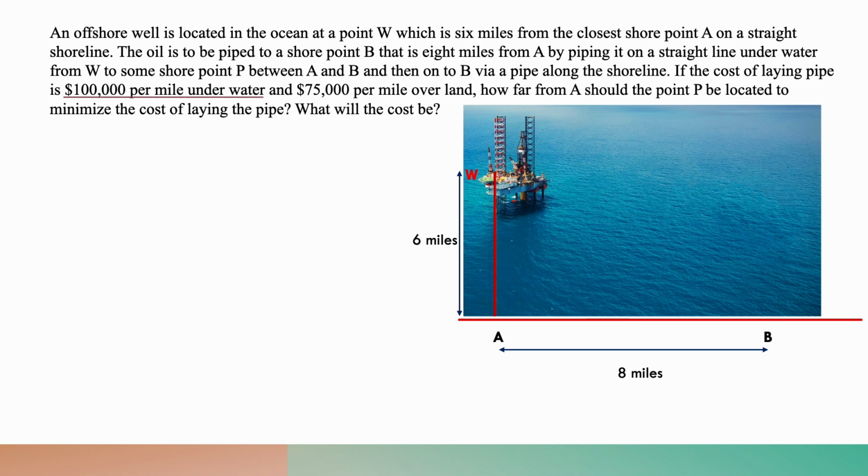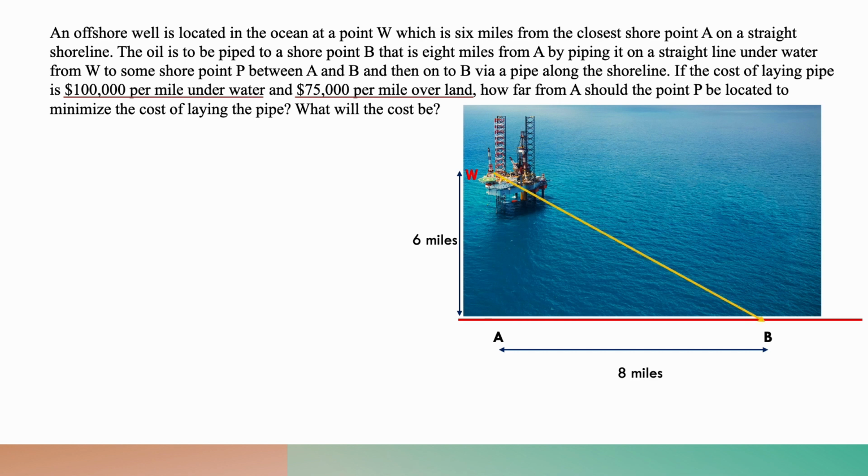But their prices are different. Underwater part is more expensive. It is $100,000 per mile, while overland part is $75,000 per mile. How should the pipeline go to minimize the total cost? If it directly goes from W to A and to B, the underwater part is the shortest, but the total length of pipeline is the longest. The overall cost may not be the lowest.